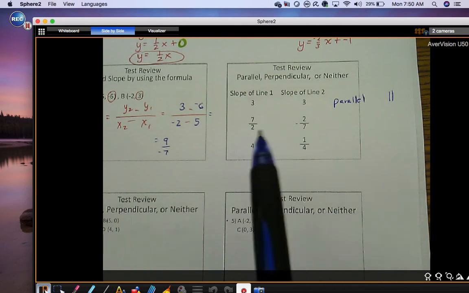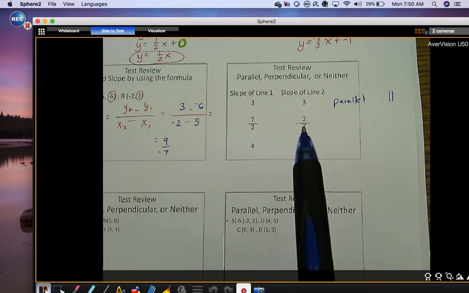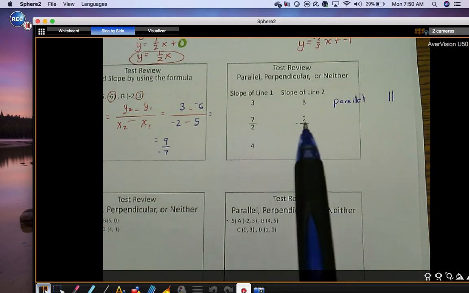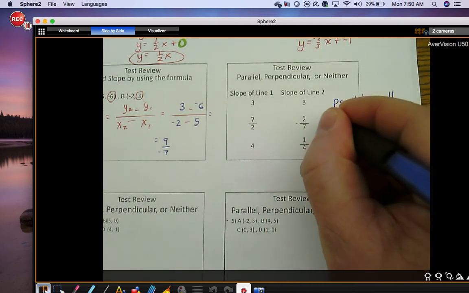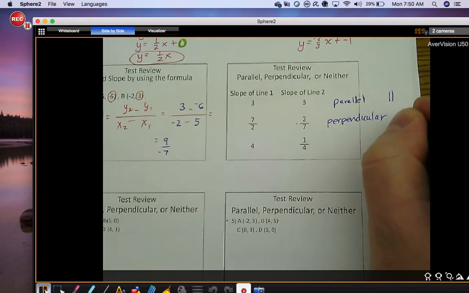Here's two slopes. They are not the same. Notice how 7 halves, if you flip it, you get 2 7ths. That's positive, that's negative. These are called opposites because one's positive and one's negative, and they're also reciprocals because you flip the fraction. That's what perpendicular lines look like. And the symbol for that looks like this.